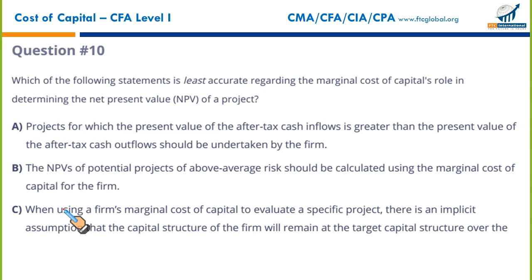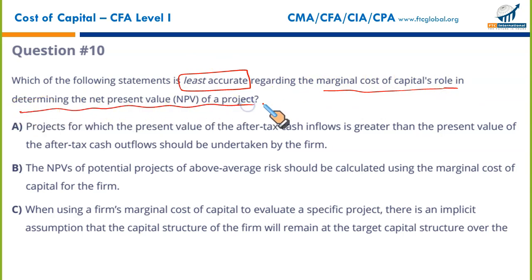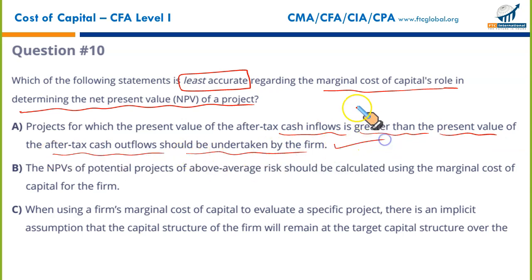Which of the following statements is least accurate? Mind the words least accurate regarding the marginal cost of capital's role in determining the net present value of a project. Least accurate. The project for which the present value of after-tax cash inflows is greater than the present value of after-tax cash outflows should be undertaken by the firm. Absolutely correct. Present value of inflows should be greater than the present value of outflows. That's ideally the situation where you will have a positive NPV. It's correct. We are looking for the one that is incorrect.